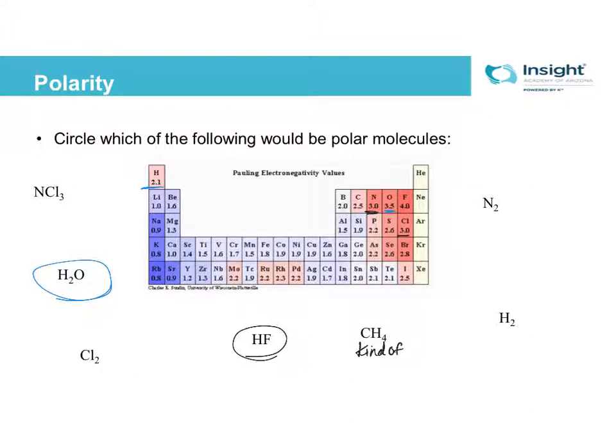There's not much of a polarity going on here because while they are different, it's a very small difference. You can also pay attention to the shade of the boxes here. They have the same shade of pink. They're not far enough apart to cause an issue. And then hydrogen and nitrogen, H2 and N2, wouldn't be polar at all because they are the same molecule. They're the same atom.